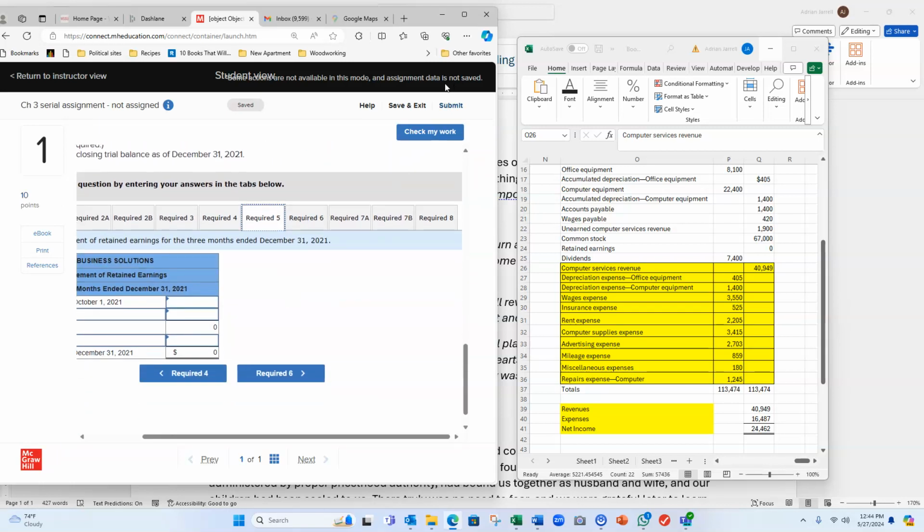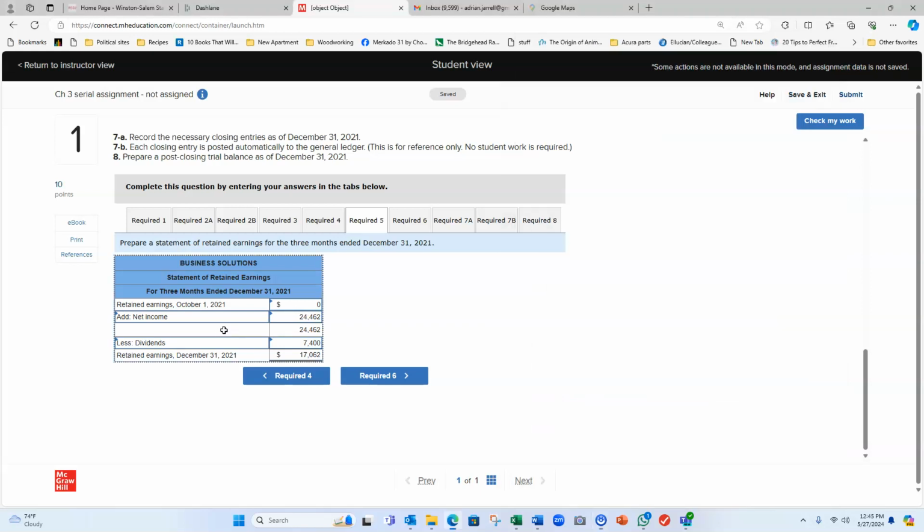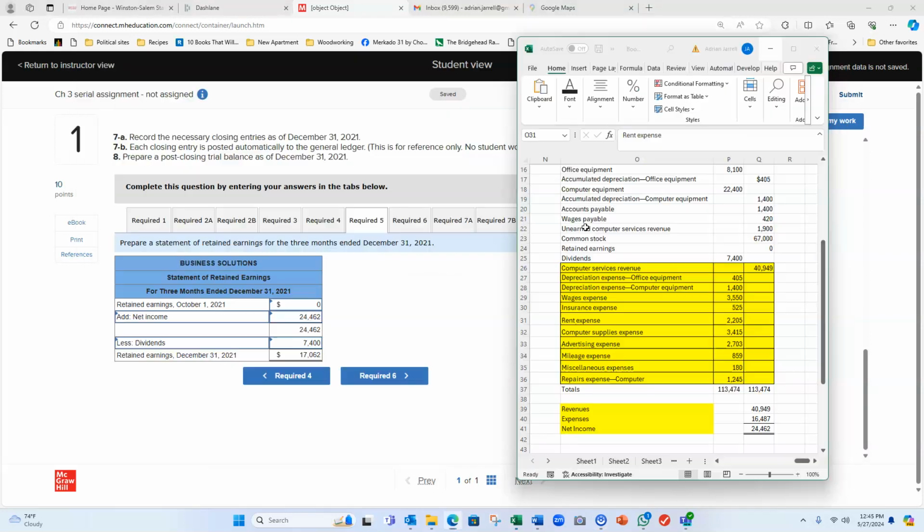Statement of retained earnings. We'll show you that in just a second. Again, from the adjusted trial balance, it's easy to get these numbers. Retained earnings at the beginning of the period was 0 because it's a brand new company. We're going to add our net income, $24,462, and I need a title there. I would put a title, but I don't think they want one. And then you're going to subtract dividends, and the dividends up here, $7,400, and that gives us.